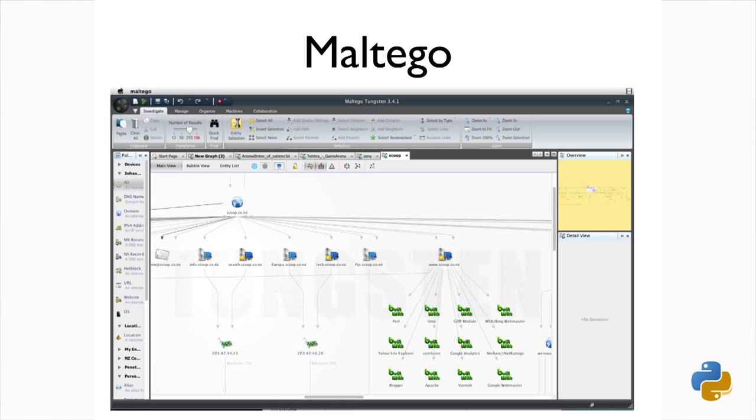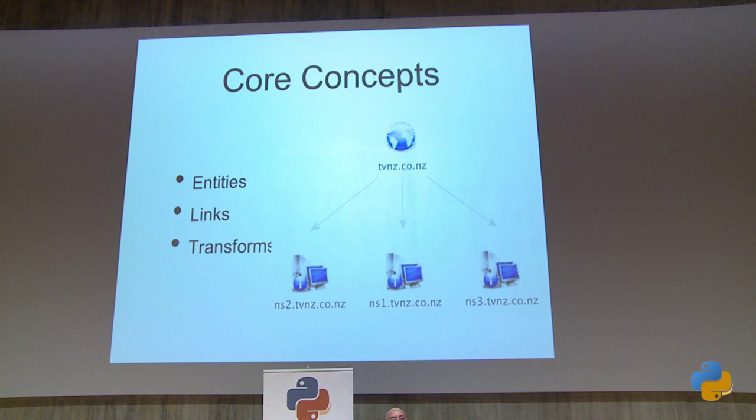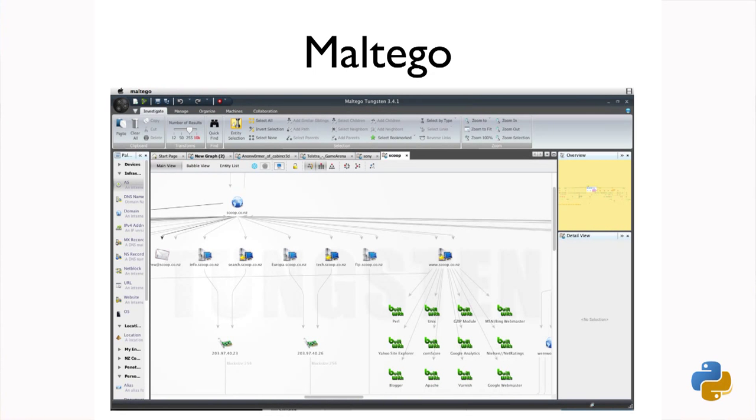It's all about entities, the links or the relationships between them, and what Maltego calls transforms. So here we have a domain, TVNZ, and then a transform has been applied to that domain to find out all of the name servers that are available. They've been automatically placed onto the sheet and the relationships between those plotted. So it's fairly simple stuff.